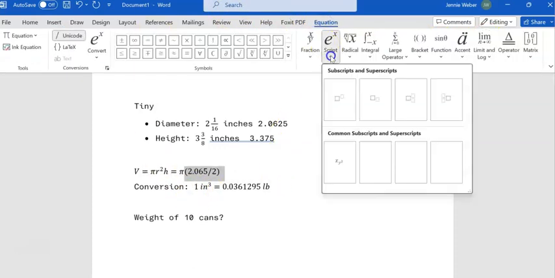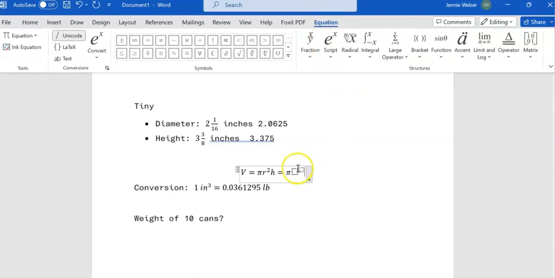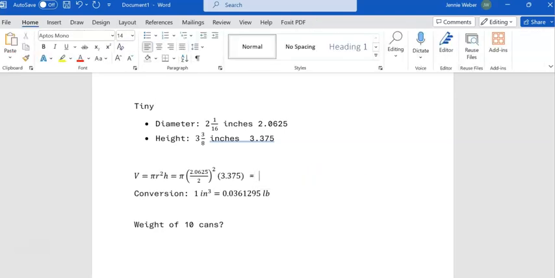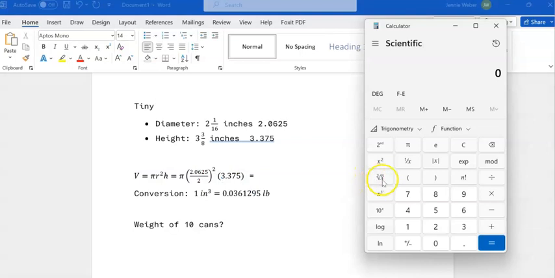There we go. I'm like, where's the equation menu? Lost. Oh, for Pete's sake. And then times the height, which is this 3.375. And the whole reason I'm writing this out is simply to make it a little bit easier. I like having a physical thing as I'm going to go do this.